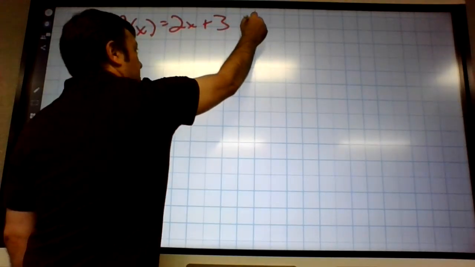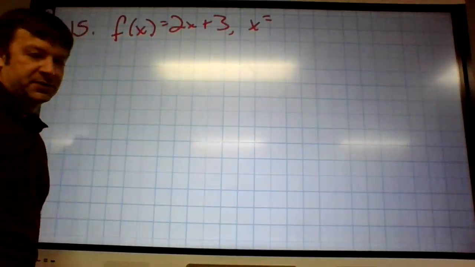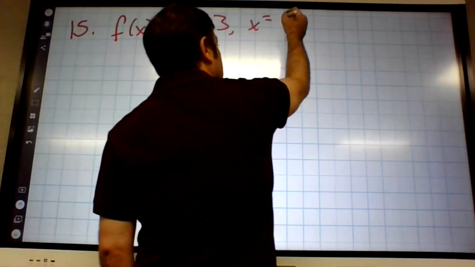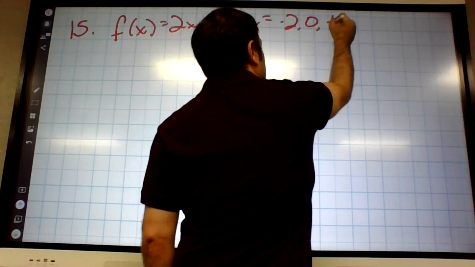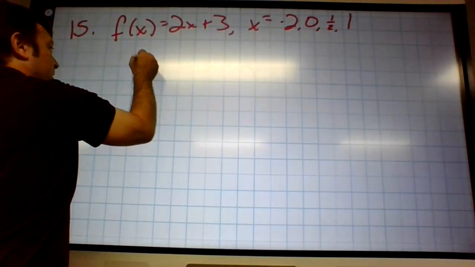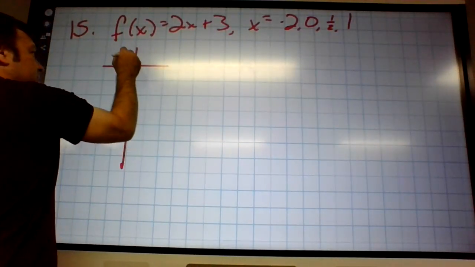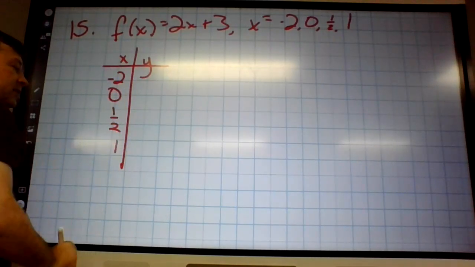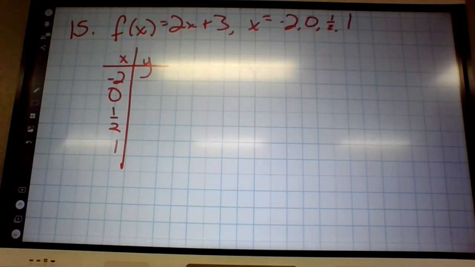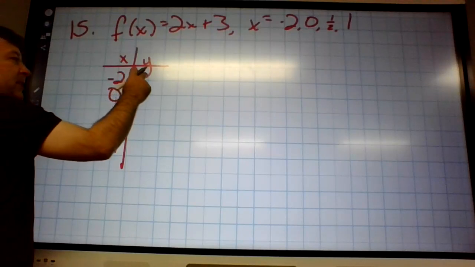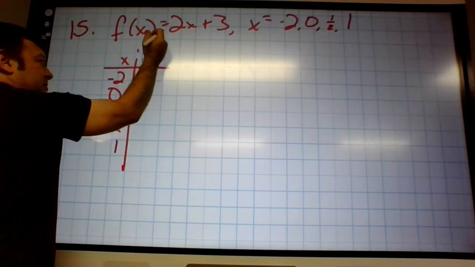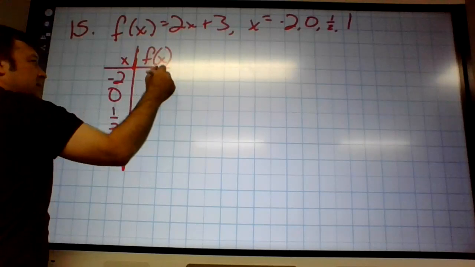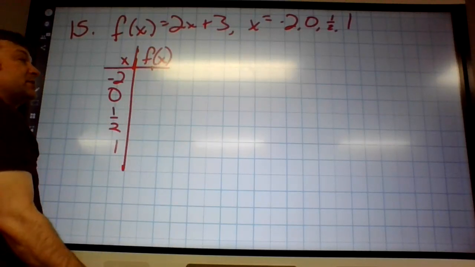Okay, I'm just writing down the important part. F of x is 2x plus 3. X equals -2, 0, 1/2, 1. So we have to plug in 4 this time: -2, 0, 1/2, and 1. Technically, maybe instead of putting a y right there, I should have put f of x. But it's the same thing as y, so it doesn't really matter.